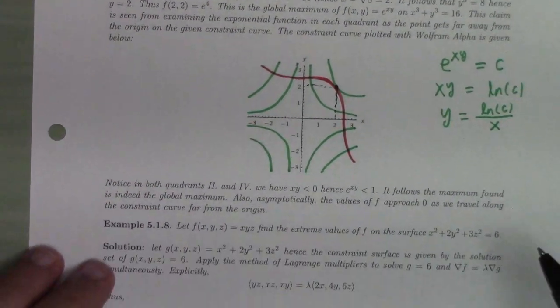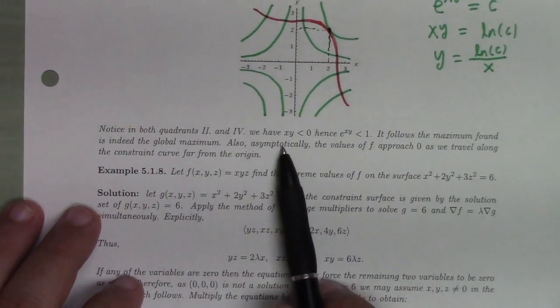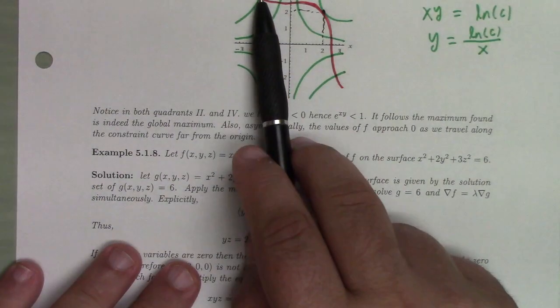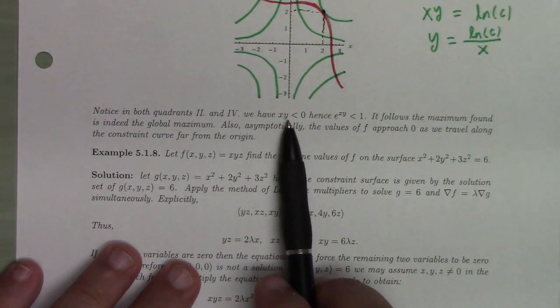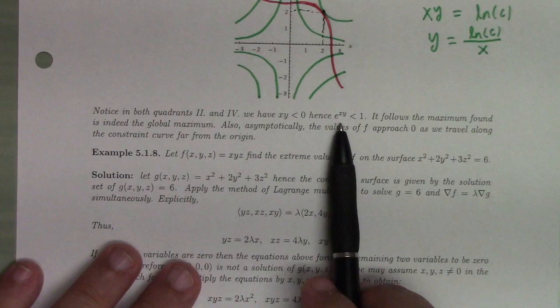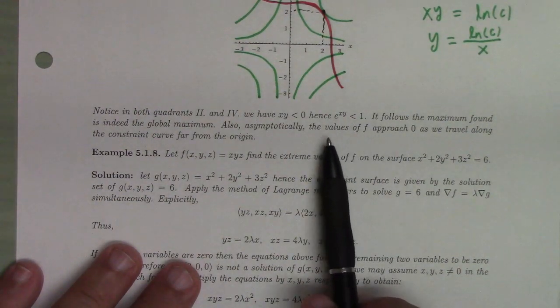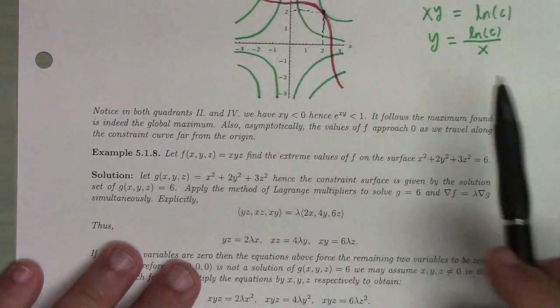All right, because as I said, here's some of the numerics. In both quadrants 2 and 4, we have xy less than 0, which means, of course, that e to the xy is less than 1. So the maximum found must happen up in here.